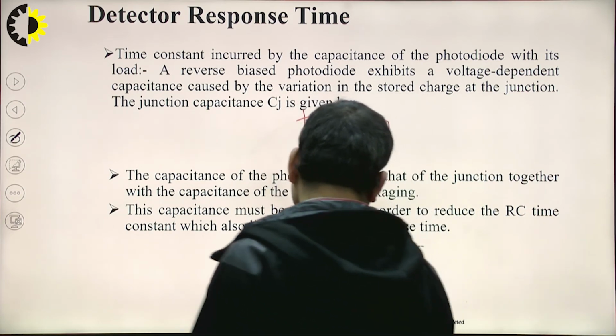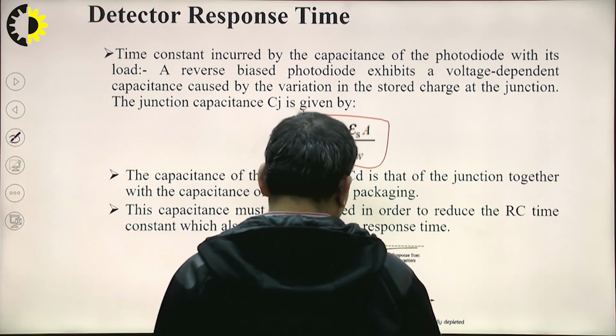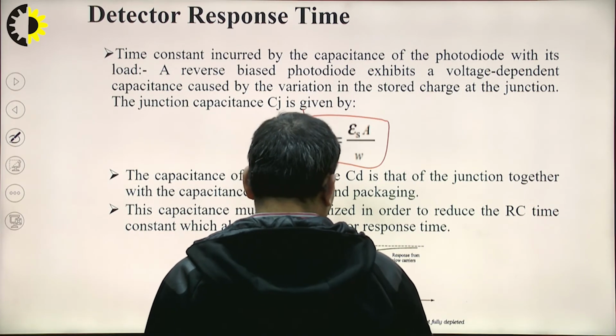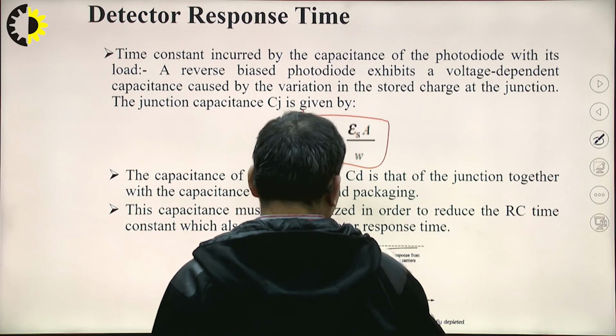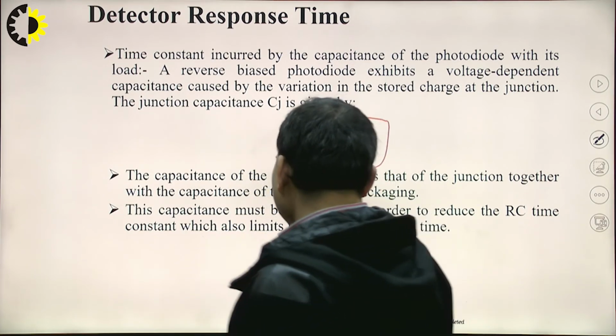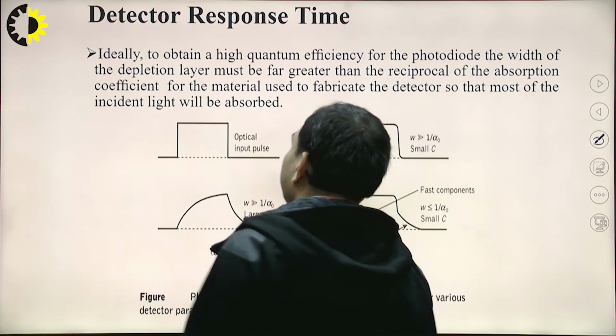So this capacitance must be minimized in order to reduce the RC time constant, which also limits the detector response time. As we can see here, we have the percent of the total output. Here we have the minimum value. As the time increases, the percent of the total output increases and it reaches the response for the slow carrier. So this is the typical response of a photodiode that is not fully depleted.